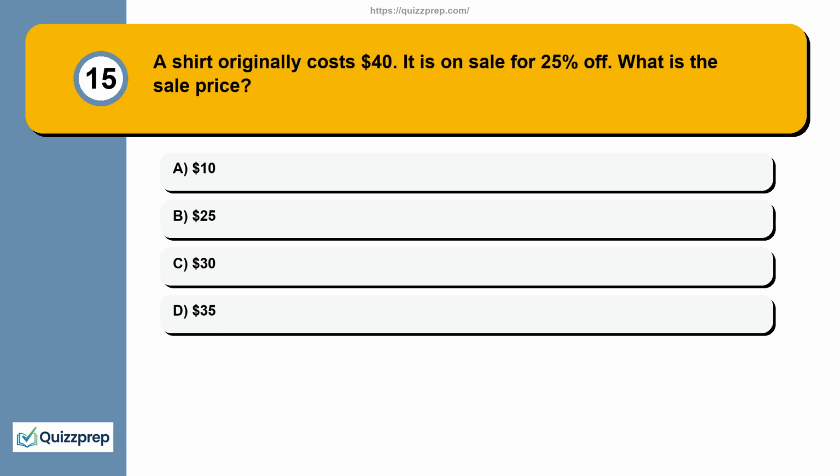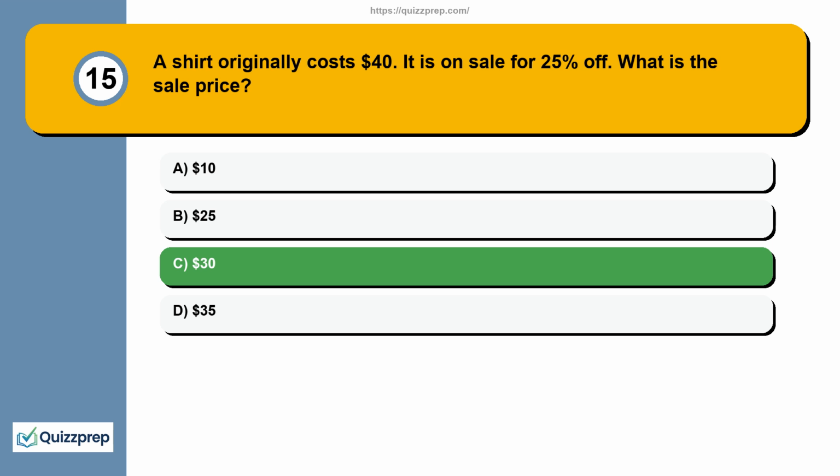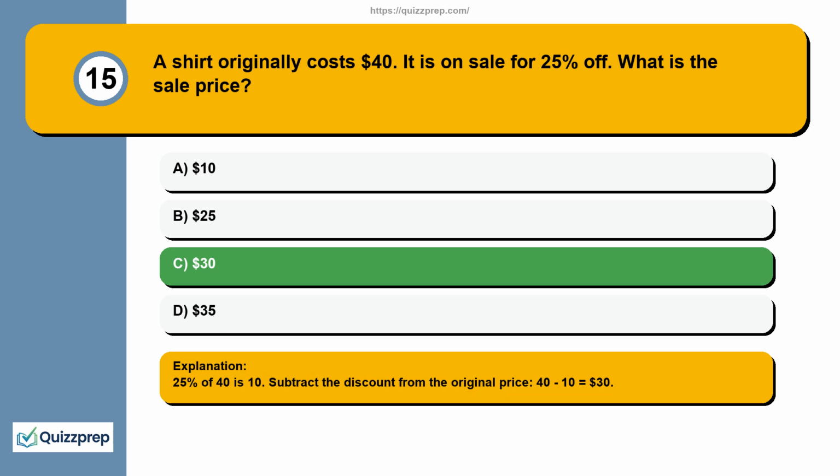Question 15. A shirt originally costs $40. It is on sale for 25% off. What is the sale price? Here are your options. Option A, $10. Option B, $25. Option C, $30. Option D, $35. The correct answer is option C, $30. Explanation. 25% of 40 is 10. Subtract the discount from the original price: 40 minus 10 equals $30.